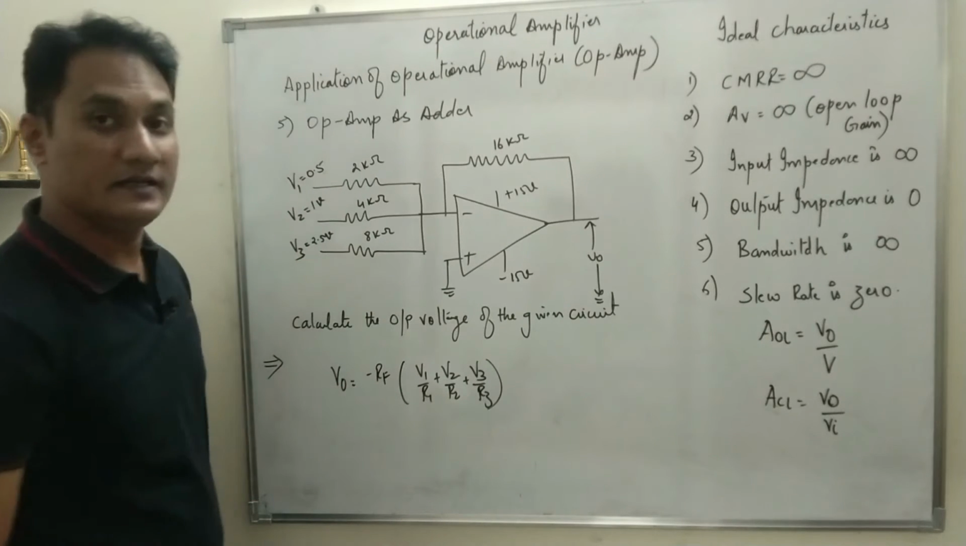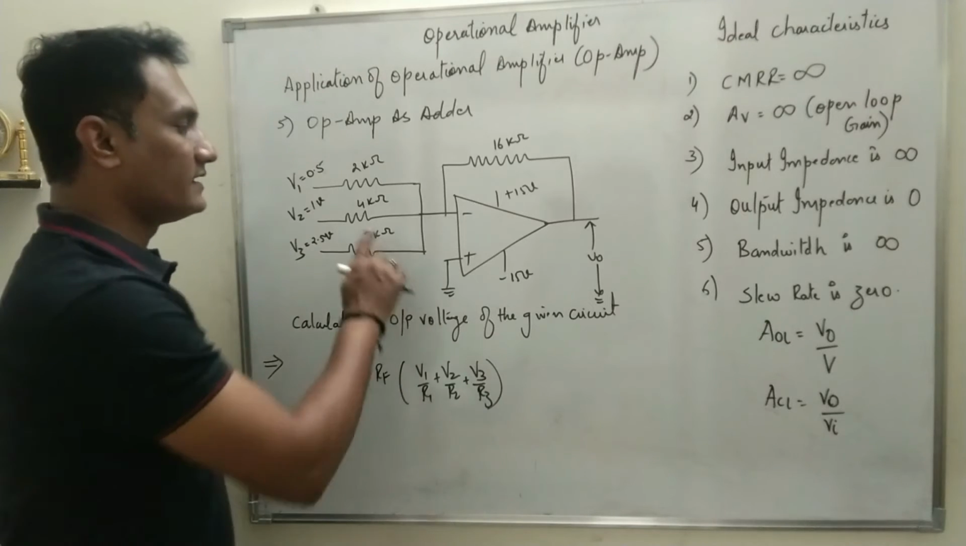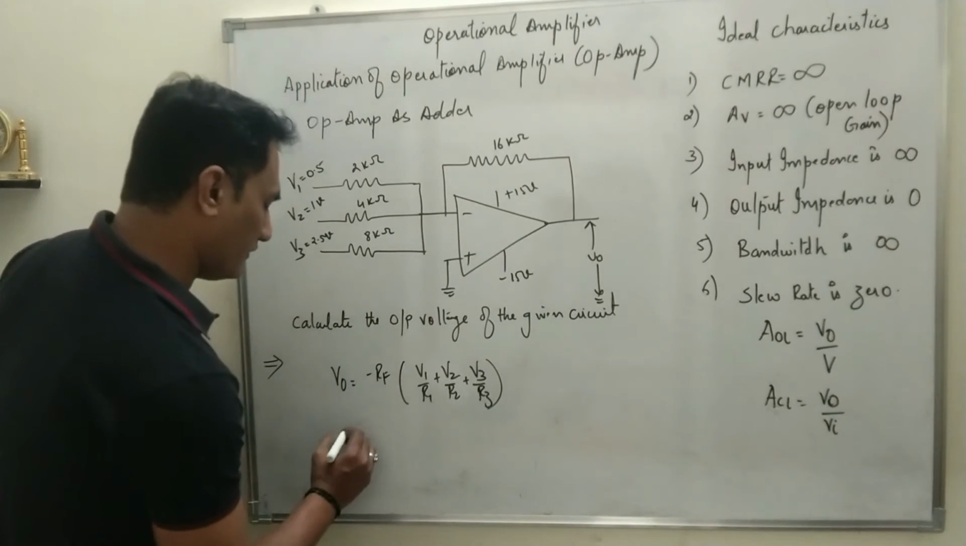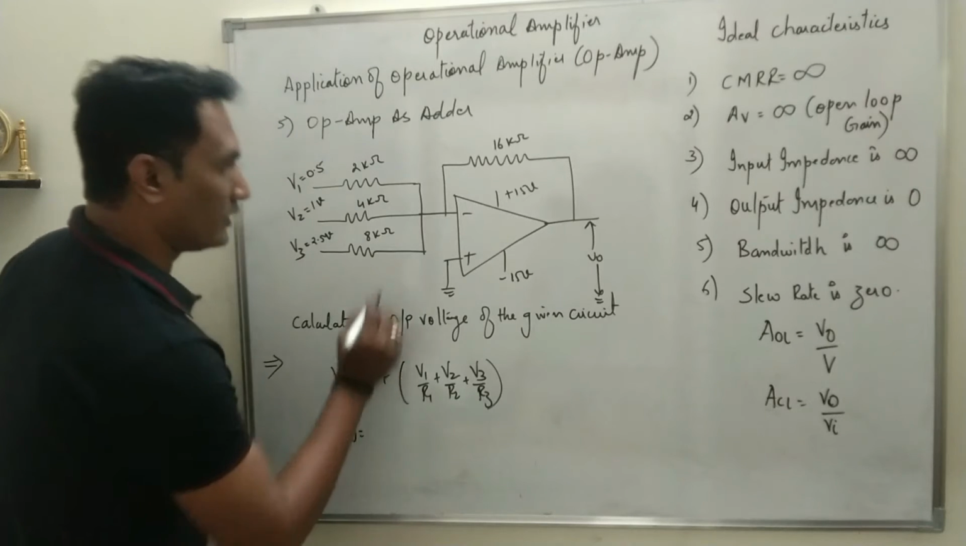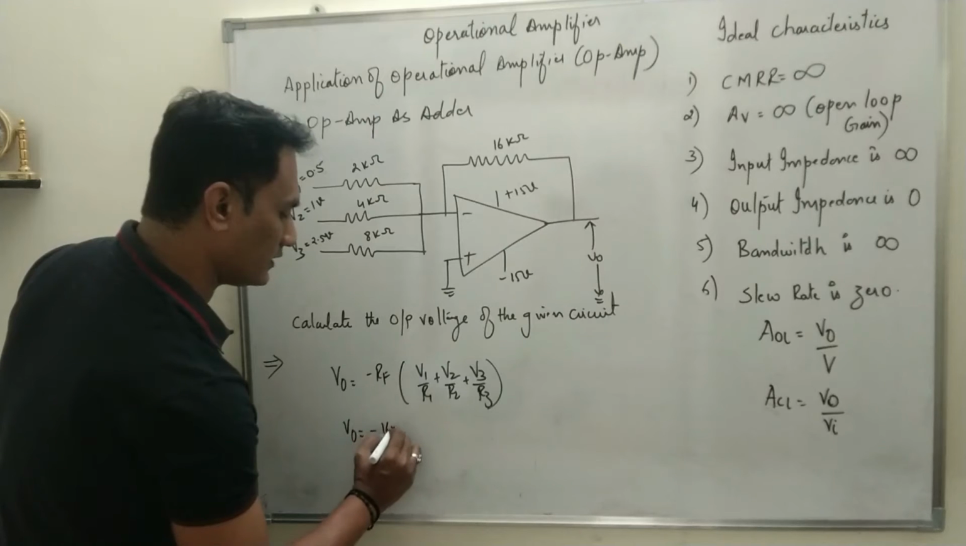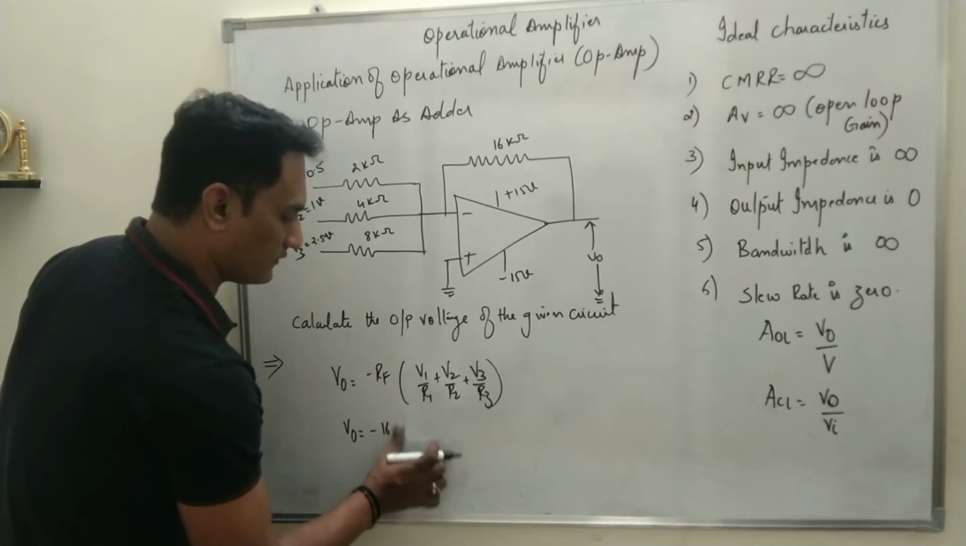And this minus sign indicates there is a phase shift of 180 degrees between input and output, as the input is applied to the inverting terminal. Okay, so now substitute the values. V0 is equal to, what is the RF feedback resistance? It is minus 16 into 10 to the power 3. Of course, all these are in kilo ohms. We don't have to specify that value.